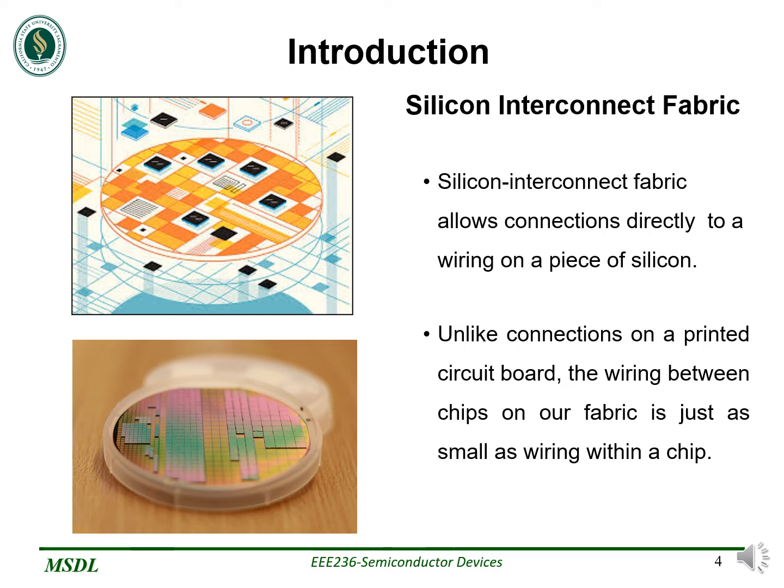The culprit, we contend, is the printed circuit board, and the solution is to get rid of it. Researchers from UCLA show that the printed circuit board could be replaced with the same material that makes up the chips attached to it, known as silicon interconnect fabric. Silicon interconnect fabric allows bare chips to be connected directly to wiring on a separate piece of silicon. Unlike connections on a printed circuit board, the wiring between chips on the fabric is just as small as the wiring within a chip. Silicon interconnect fabric offers an added bonus.